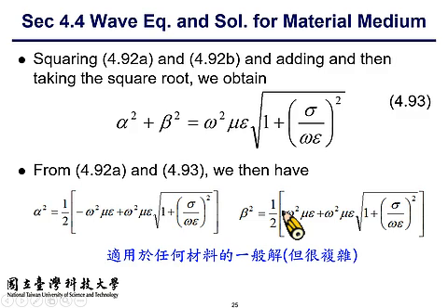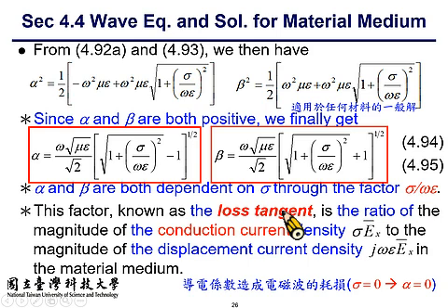Of course, it looks a little bit difficult, but they can be simplified later. We will look into that. And here we have the solution for alpha and beta.